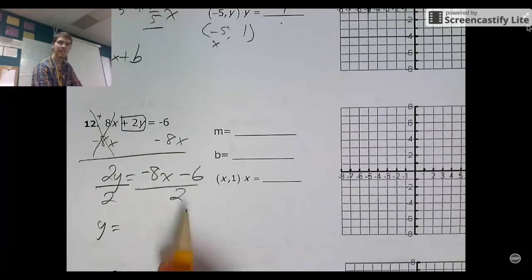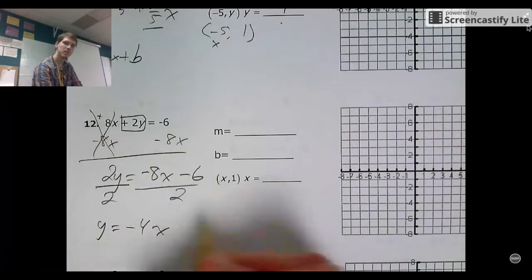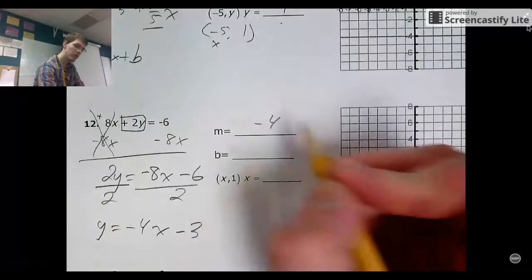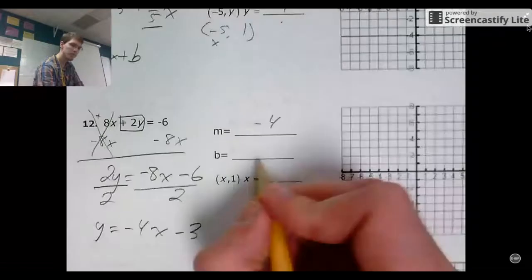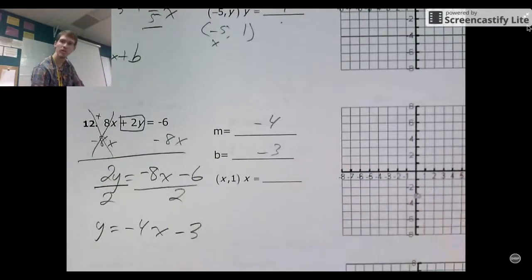So -8 divided by 2 is -4, so -4x. -6 divided by 2 is -3. So our slope is -4. Y-intercept is -3. So (0, -3) is the point you've got right there.